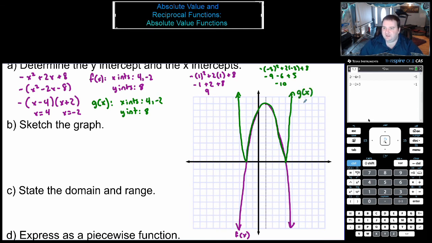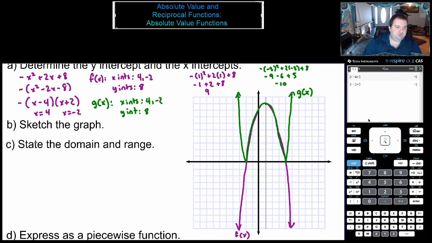So all I did is any values that were positive, they stay the same, and any values that are negative, remember, it's like a mirror of it, right? All these values become positive. So it just gets mirrored on the x-axis. So there we go. We have sketched the graph.